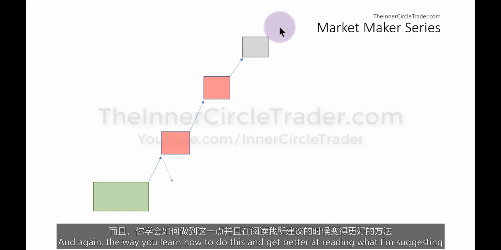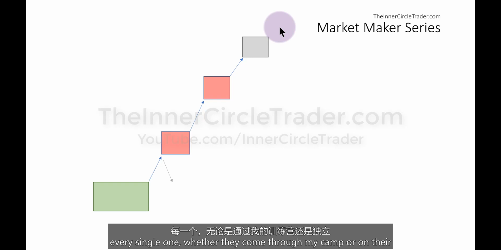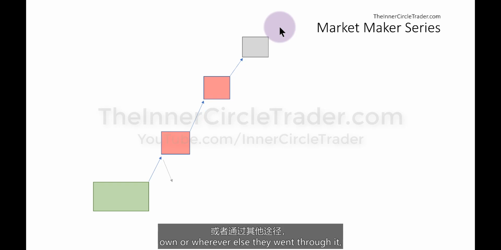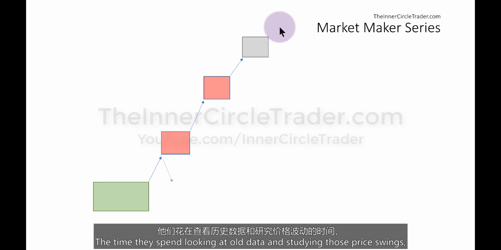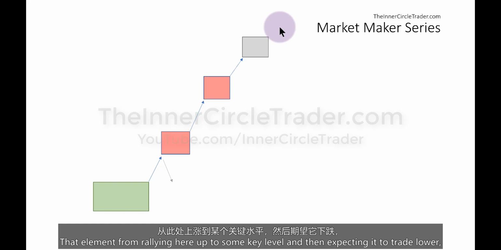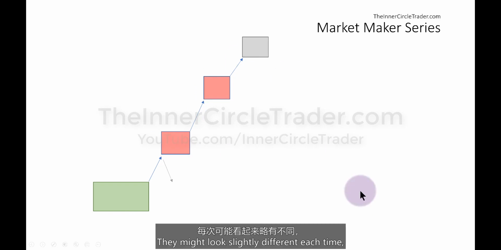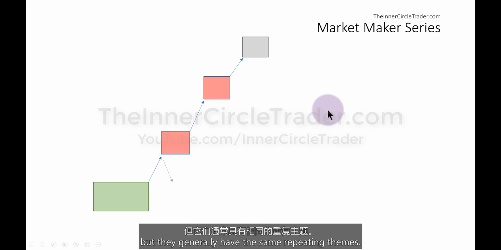And again, the way you learn how to do this and get better at reading what I'm suggesting here is you look at old data, the back testing and studying of old data. Every successful trader, every single one, whether they came through my camp or on their own or wherever else, are always going to be better versed because of their own study, the time they spend looking at old data and studying those price swings, because those things repeat. That element of rallying up to some key level and then expecting it to trade lower will have all these elements to it. They might look slightly different each time, but they generally have the same repeating themes.